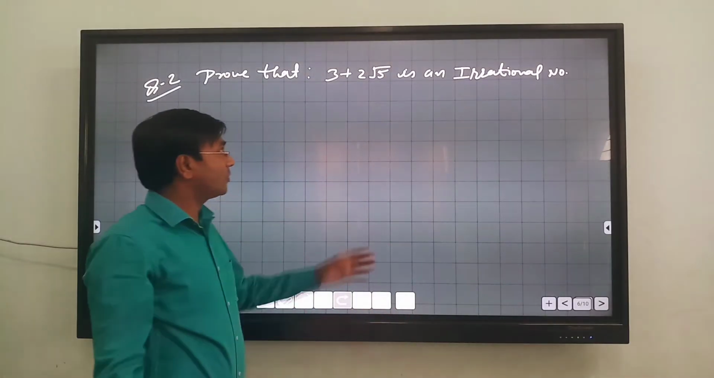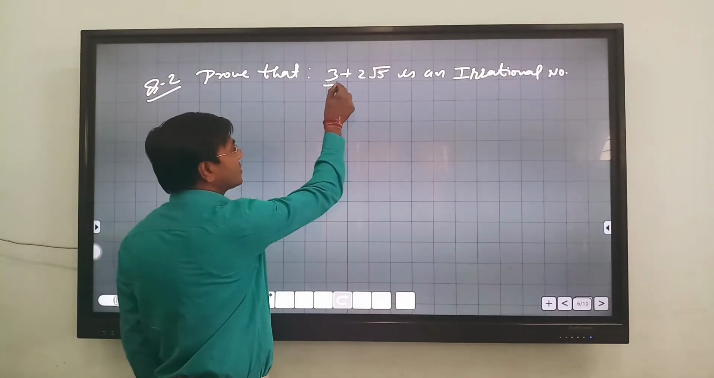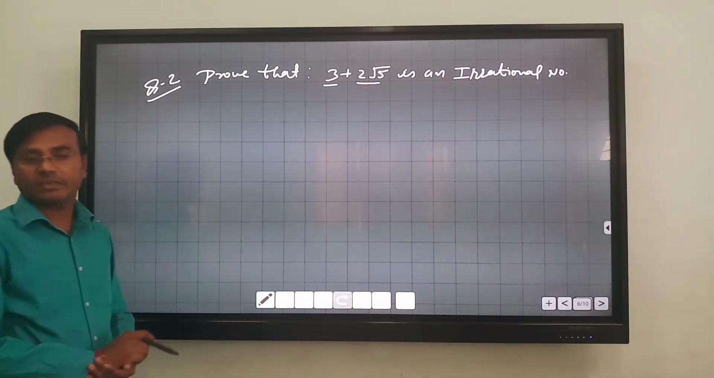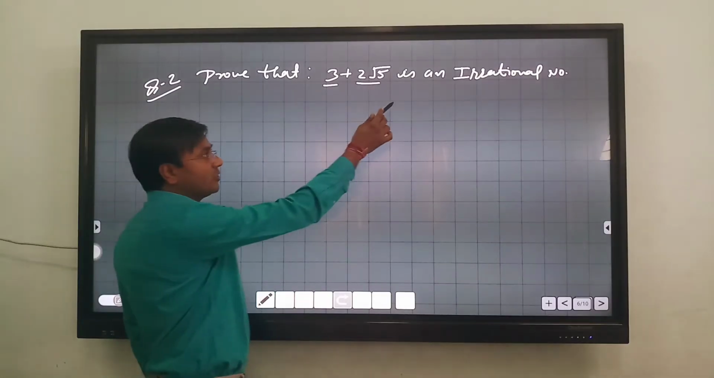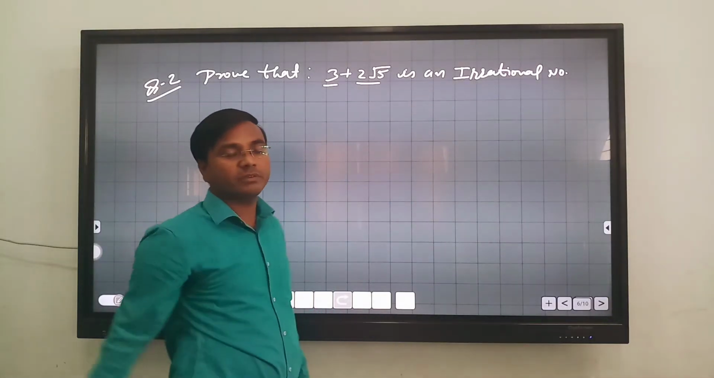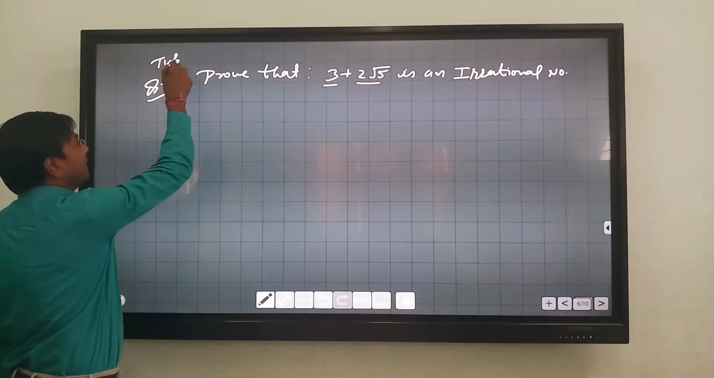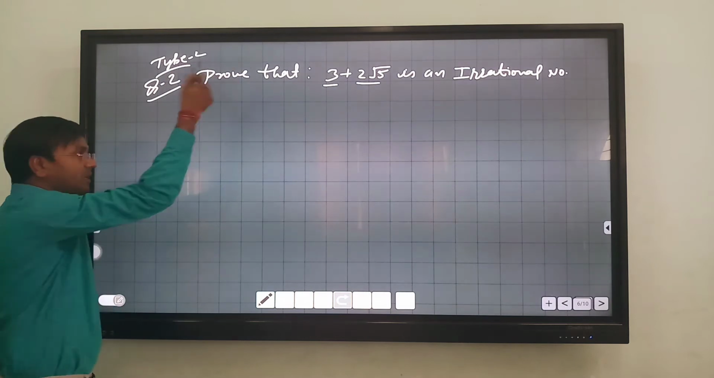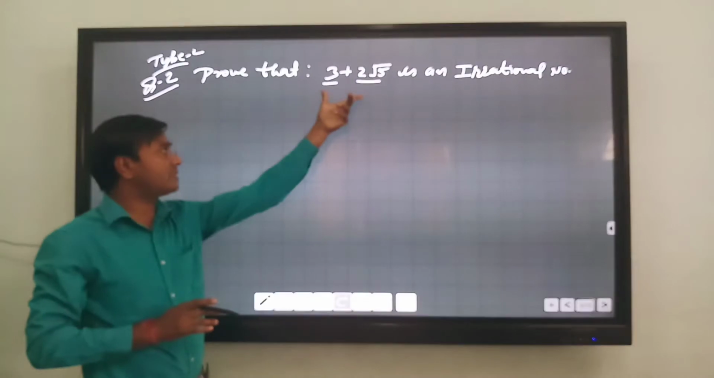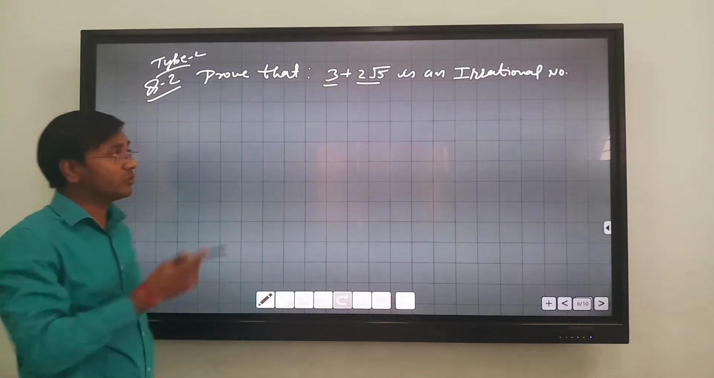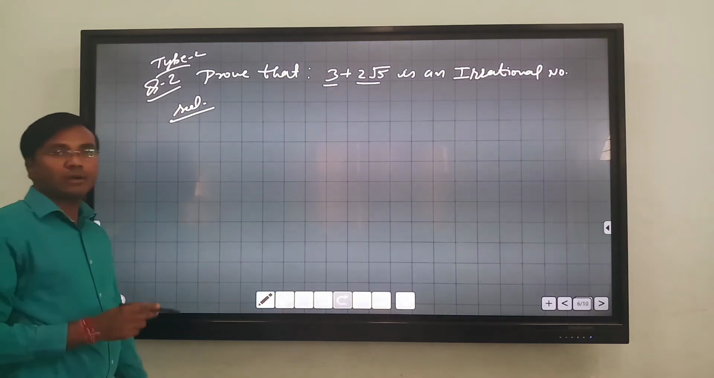Okay, so what we see here is a combination of rational and irrational. 3 is a rational number and 2 root 5 is an irrational number. The sum of a rational and an irrational, which we studied in class 9th, is also an irrational number. So this is what we have to prove, and this is type 2. In type 1, only a single irrational number like under root 5 was given, and this is a composition of rational and irrational. So it comes in type 2. The same method we will be using, that is the contradiction method.